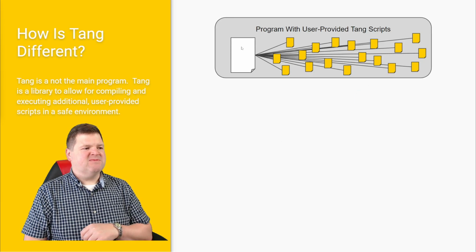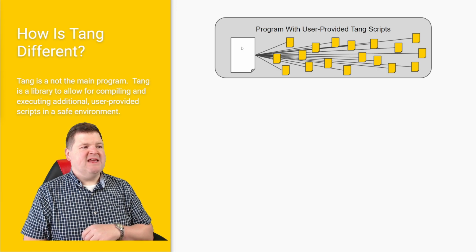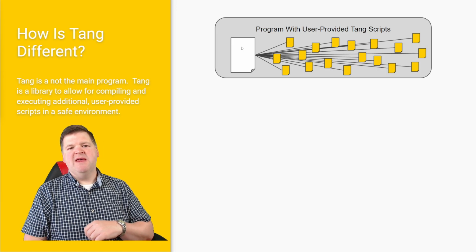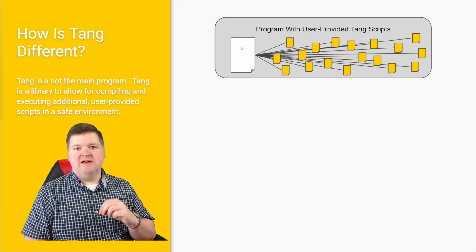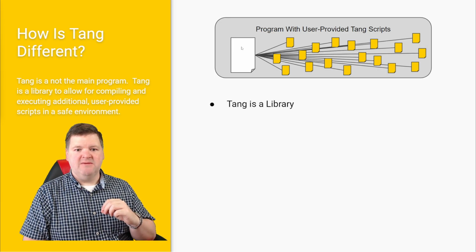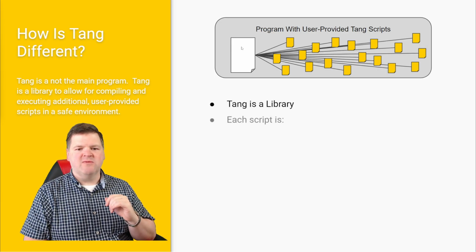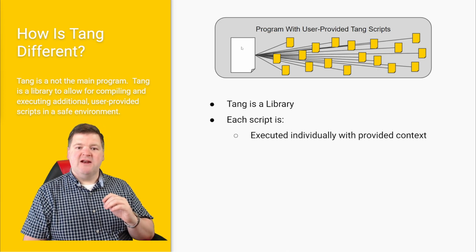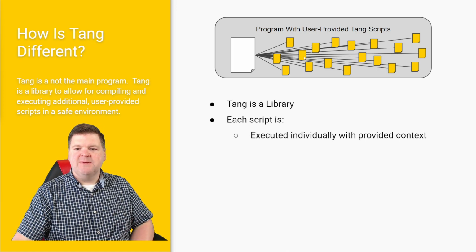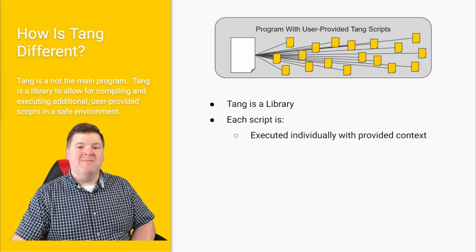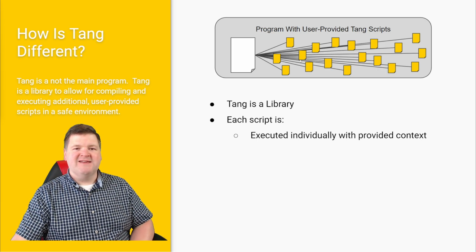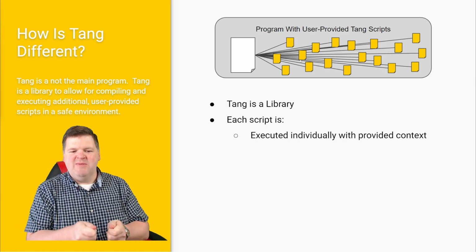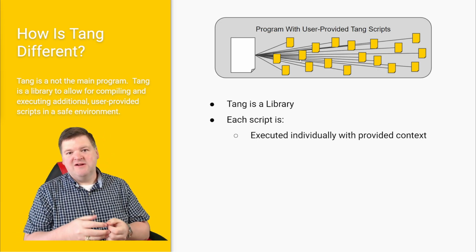So, I've said this before, Tang is not the main program. It is a library that allows you to extend another program that's being written. So it is a library, first and foremost. Each script that it runs, each one of these little boxes, is executed by itself, and you can give it information, such as that example of rendering a name. Well, which name should it render?